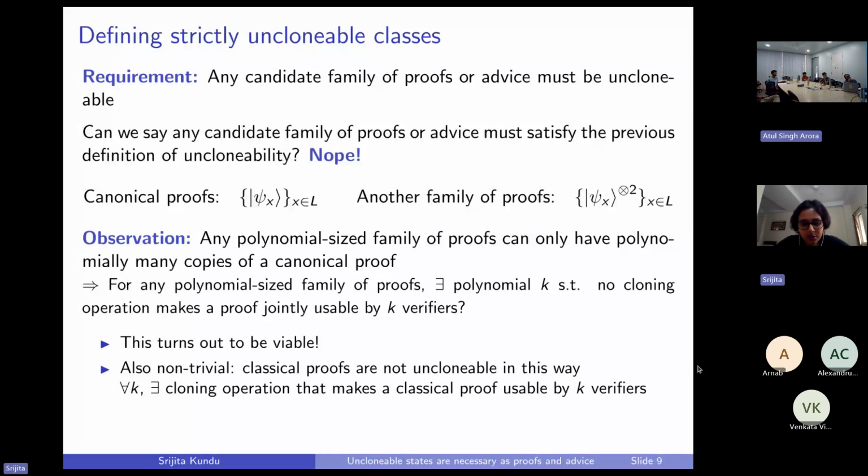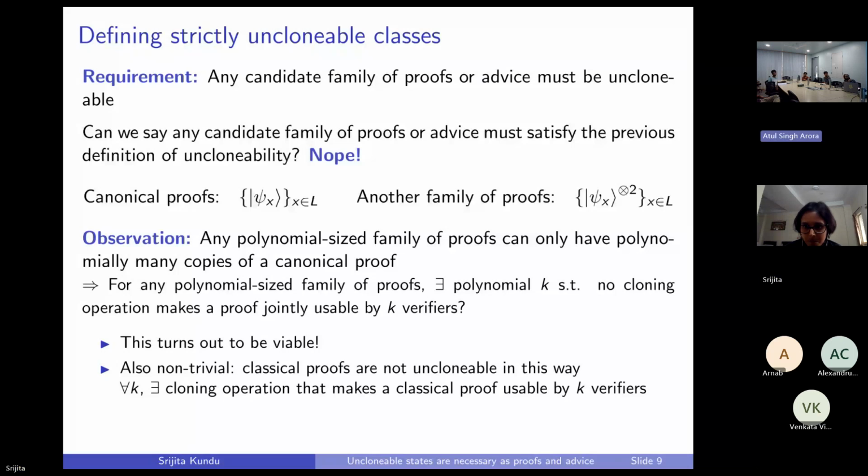Srijita, I think I got a little bit lost. Sorry. Yeah, sorry. Okay, this is going to be a little bit dumb, but let me straighten it out in my head. So when you say for any polynomial-sized family of proofs, let me say the construction, which I think is kind of wrong, but maybe clarify why I'm getting confused. I was thinking that if you have psi sub x, that's one family, psi sub x tensor 2 is another family. So if I have a polynomial-sized family of proofs, psi sub x, then I could produce another polynomial-sized family, which would just be psi sub x tensor k.